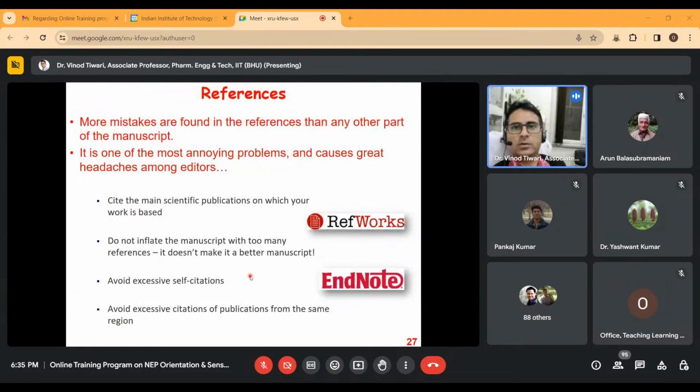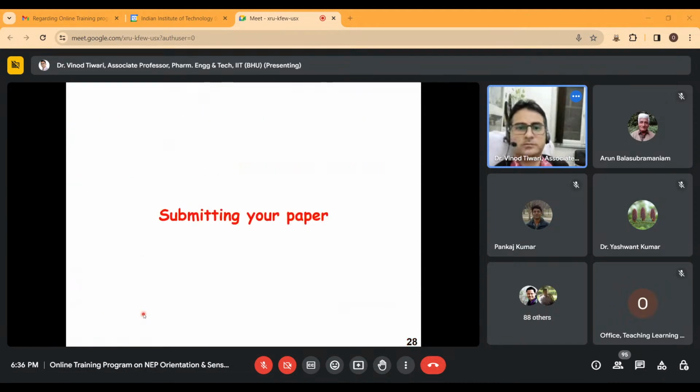So avoid this practice. Don't run in the race where you are trying to increase the citation. Because if the work is good, it will be noticed and it will be cited by people all over the world. But yes, if the current work is based on work which you have done in the past, then you should definitely cite that. But never cite too much because it will be easily visible how much self-citation you are putting in. Also avoid excessive citation of publications from the same region as well. Have a geographical uniformity as well.